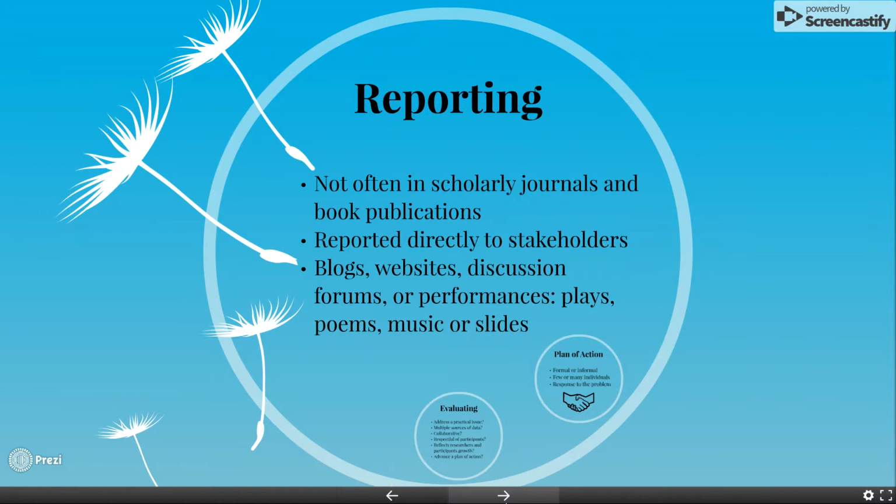Reporting of action research design is not often in scholarly journals or book publications. It's often reported directly to stakeholders, whether there was a committee formed to initiate this action research, or maybe it's the teacher informing the school district or principals or students. Postings are often made on blogs or websites or discussion forums within districts. It may even be through performances.